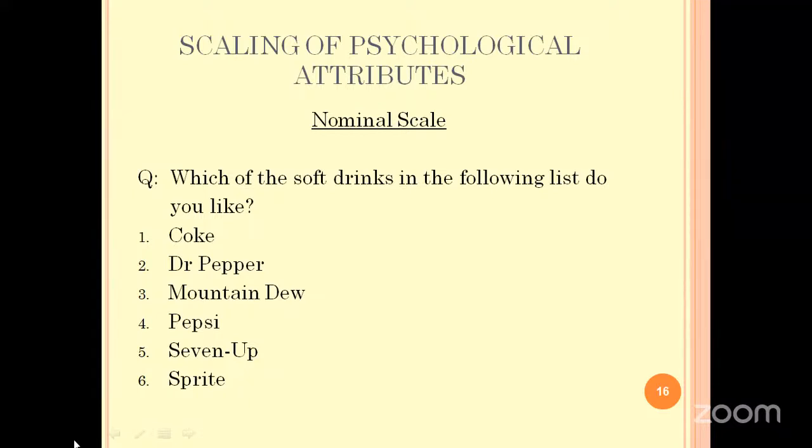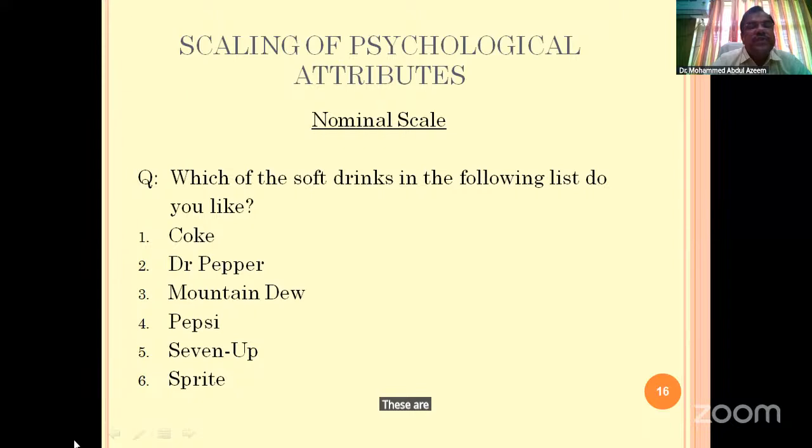Now, these are a few questions which we come across. Scaling of psychological attributes. Which of the soft drinks in the following list do you like? This is an example of a nominal scale. Which of the soft drinks in the following list do you like? You may tick 1 or 2 or only 1.